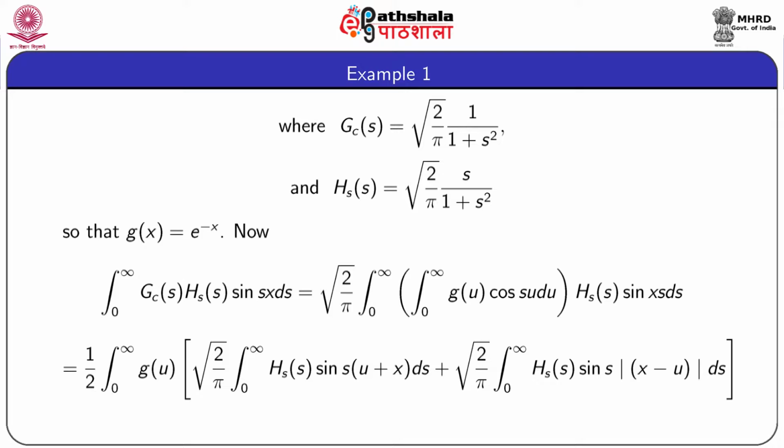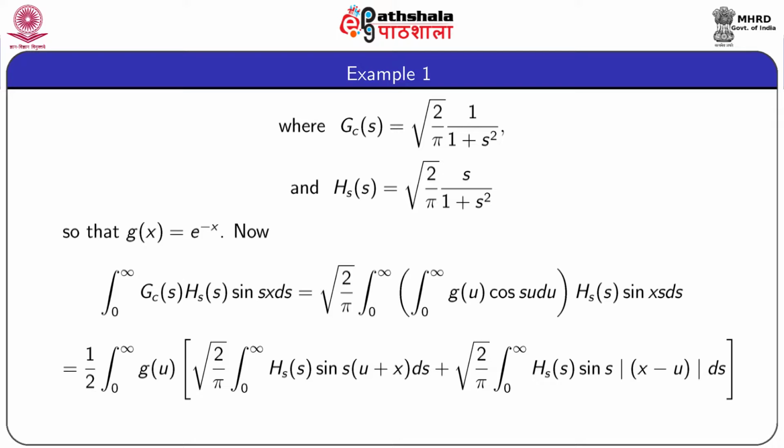capital G is the Fourier cosine transform of the function e to the power minus x. So, that small g, which is the Fourier inversion of capital G, is equal to e to the power minus x. Now, we consider this integral, that is 0 to infinity integral g(s) capital H(s) sine s x ds.